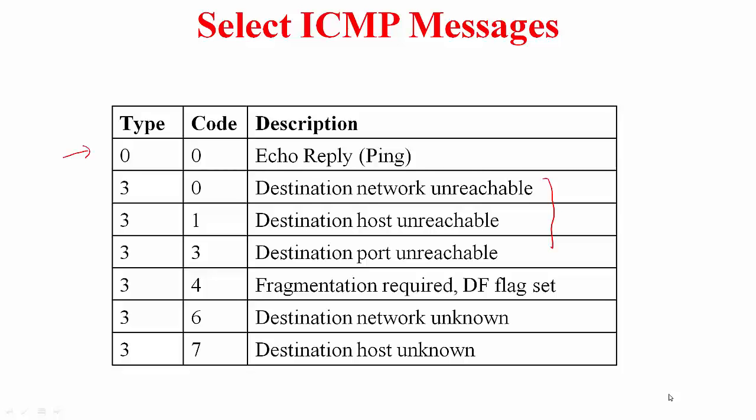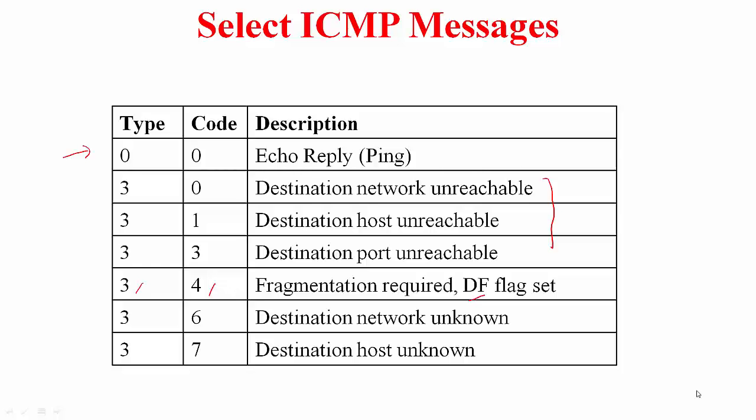When we covered fragmentation, I was talking about the don't fragment flag. When this flag is set and you have to fragment, the router is going to send a type 3 code 4 packet to inform the sender that, see, you sent me a big packet and you said don't fragment, but I have to fragment it. So it will drop the packet, but it is sending this error message back.